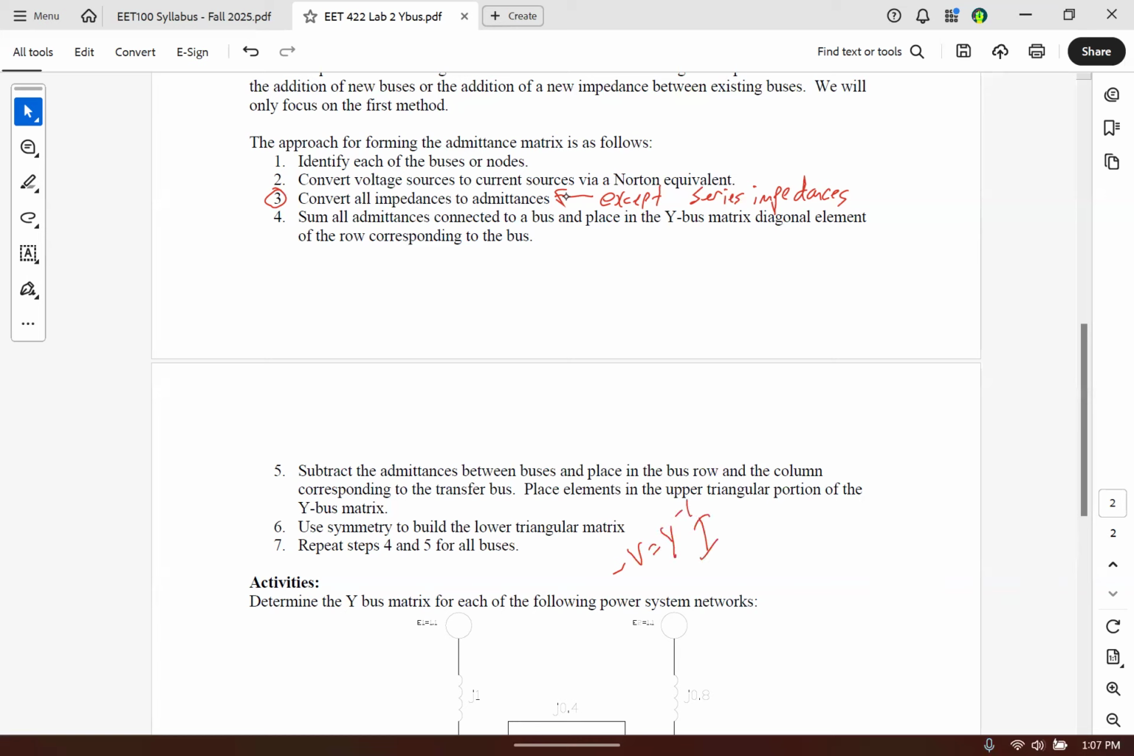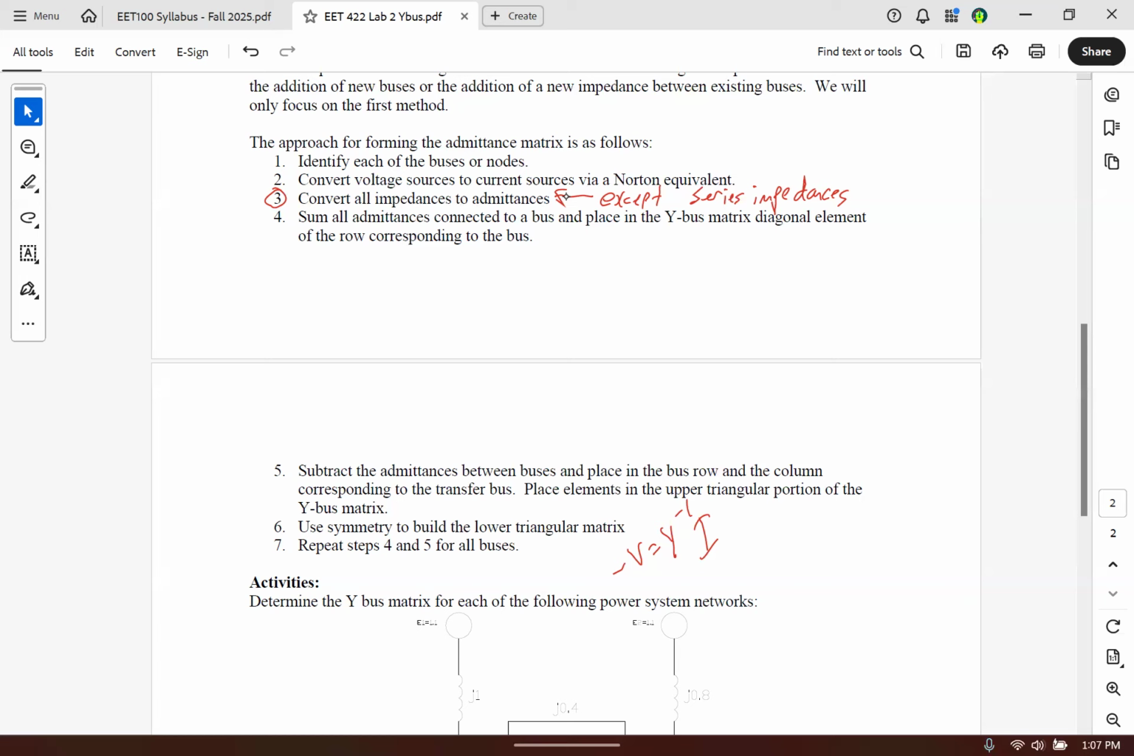V equals Y inverse times I. Your I matrix is your matrix of all those current injections at the buses. Your Y is the Y bus, and your V is all the voltages at the bus. Now, computer programs do this all the time.